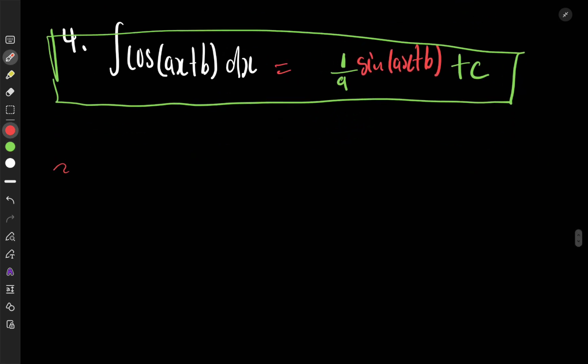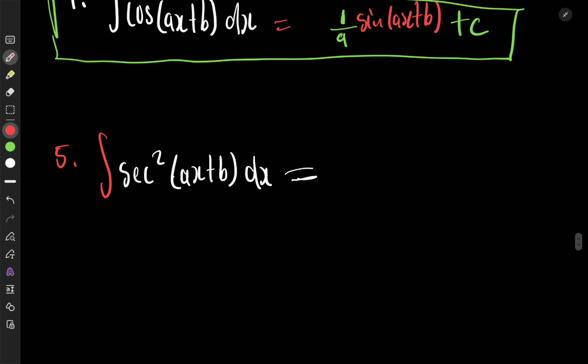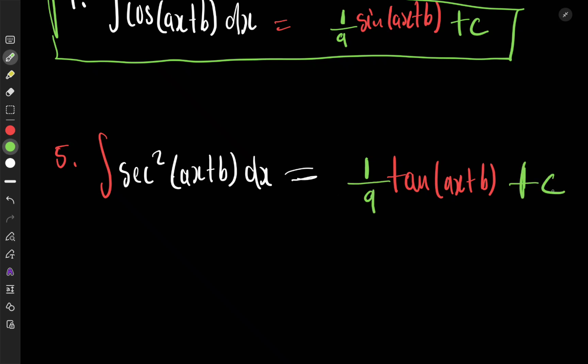Now number 5 is going to be the integral of sec squared ax plus b, with respect to x, of course. What am I going to get? Remember where sec came from? It came from tan, right? So sec squared ax, if we start with the outside, just the sec squared, it becomes tan of ax plus b. Remember the inside doesn't change. Then you divide by the derivative of the inside, which is a. So it will be 1 over a. Then you should put your c.